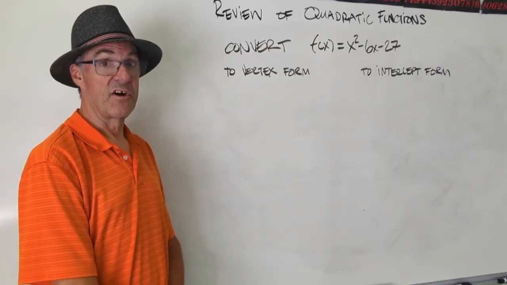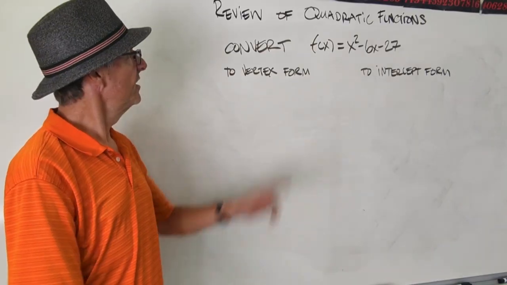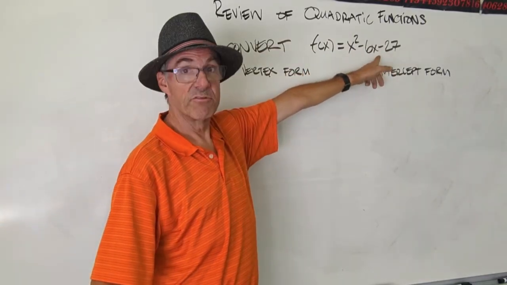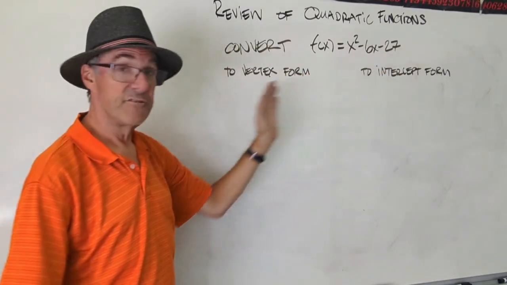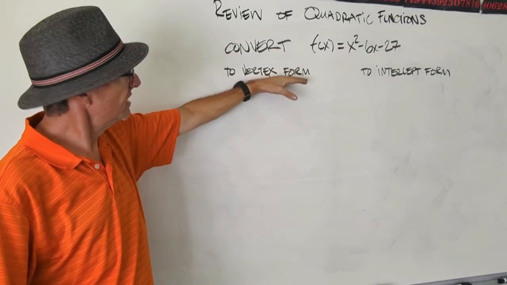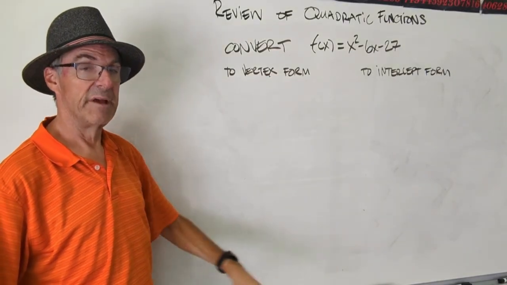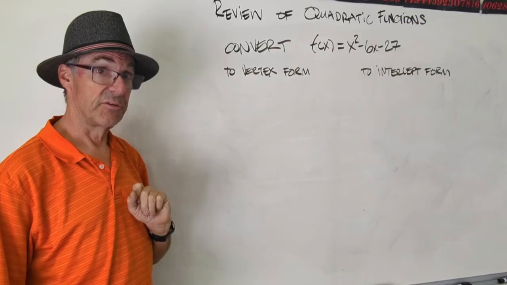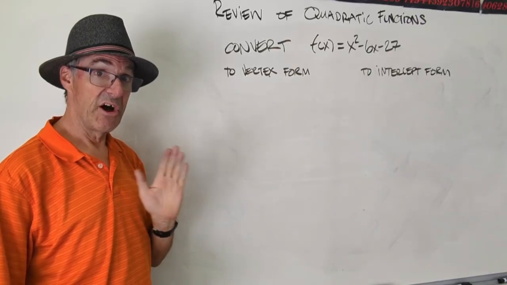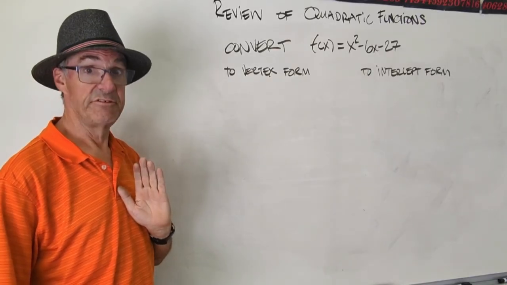Let's do a little bit of function conversion. So here we have f of x in general form, standard form. And I'm going to have you do two conversions. First one, let's convert that to vertex form. Hint, remember you're completing the square. So pause the video and go ahead and do that one.